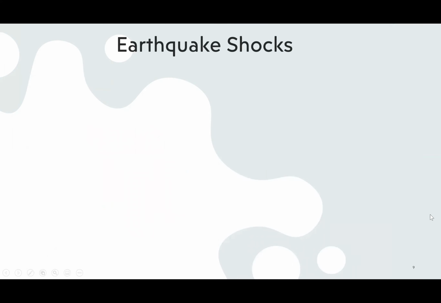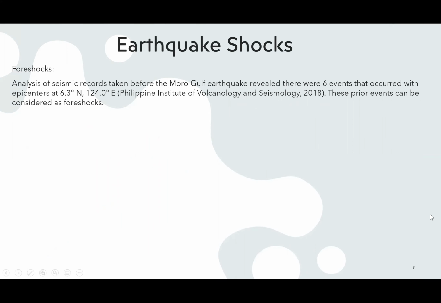Earthquake shocks. Analysis of seismic records taken before the Moro Gulf earthquake revealed that there were 6 events that occurred with epicenters at 6.3 degrees north, 124.0 degrees east. Philippine Institute of Volcanology and Seismology, 2018. These prior events can be considered as foreshocks.